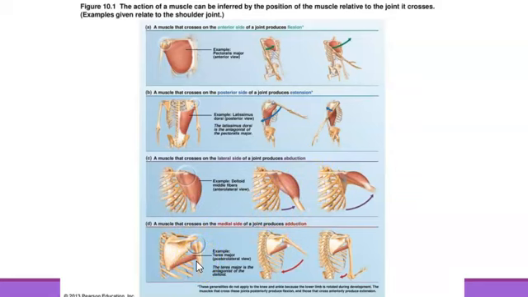And then we see the teres major muscle. It crosses on the medial side of the joint, and this helps with adduction, or adding to the midline of the body.